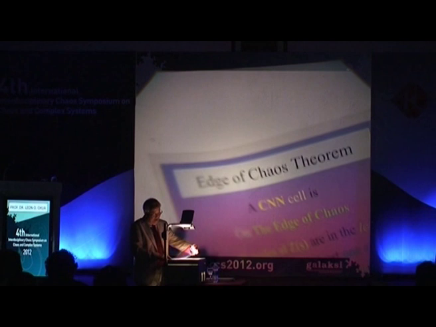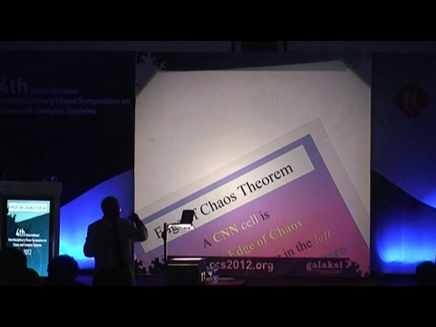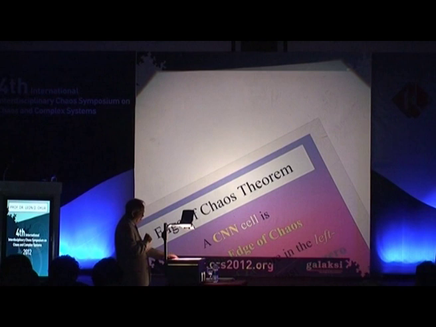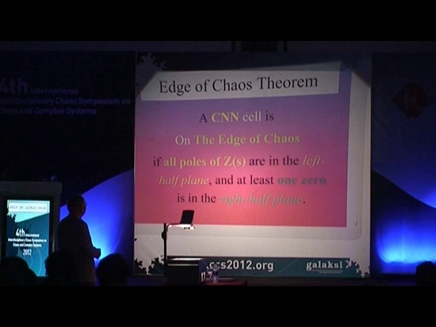So the edge of chaos theorem can be summarized in some sense. In other words, there are many ways to say that you are on the edge of chaos. These are sufficient conditions. One of these is easy to understand, so I give it to you. A CNN cell, forget about CNN, a cell is on the edge of chaos if all poles of Z of S are in the left half plane, meaning it's stable, and at least one zero is in the right half plane.